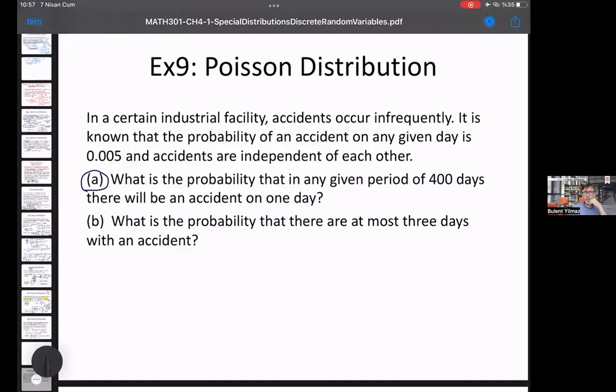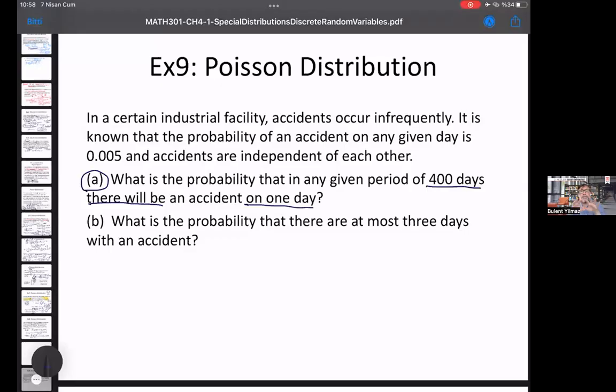Let me read the question. In a certain industrial facility, accidents occur infrequently. It is known that the probability of an accident on a given day is 0.005, and accidents are independent of each other. What's the probability that in any given period of 400 days, there will be an accident on one day? So my interval is 400 days. That's the trick of this question, arkadaşlar. Please be careful.